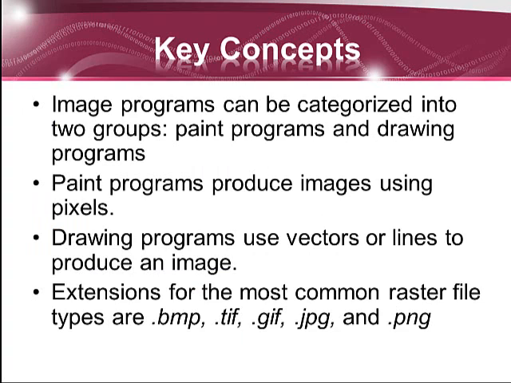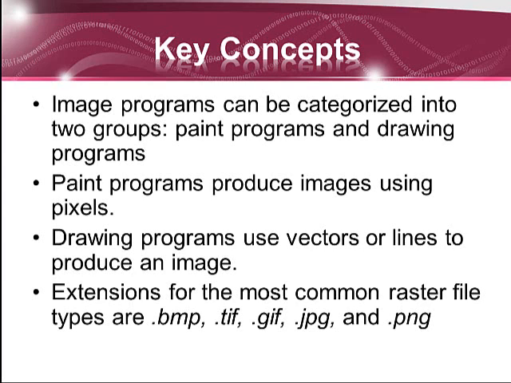Image programs can be categorized into two groups, paint programs and drawing programs. Paint programs produce images using pixels. Each pixel contains a specific color. Images produced by paint programs are called raster images or bitmapped. Drawing programs use vectors or lines to produce an image. The vectors are created using a series of mathematical points. Images produced by drawing programs are called vector images.